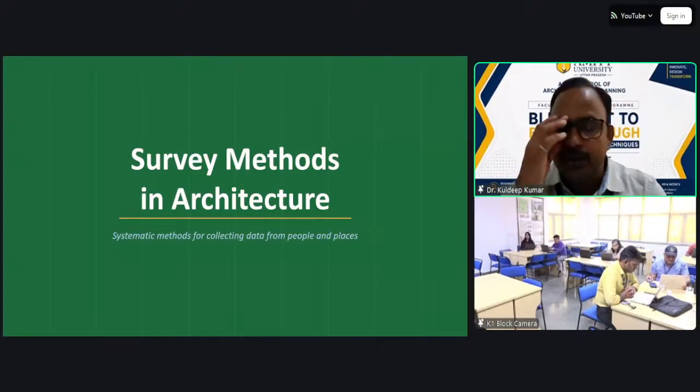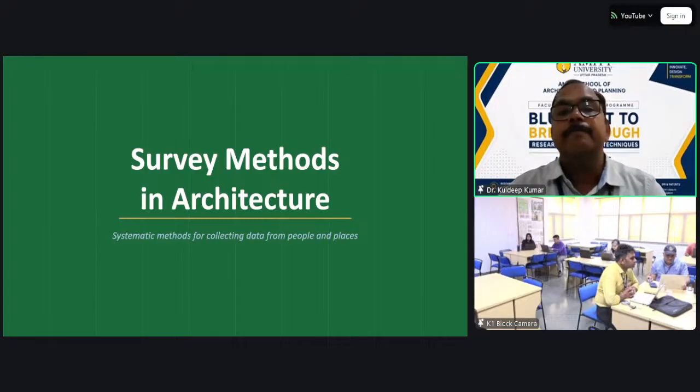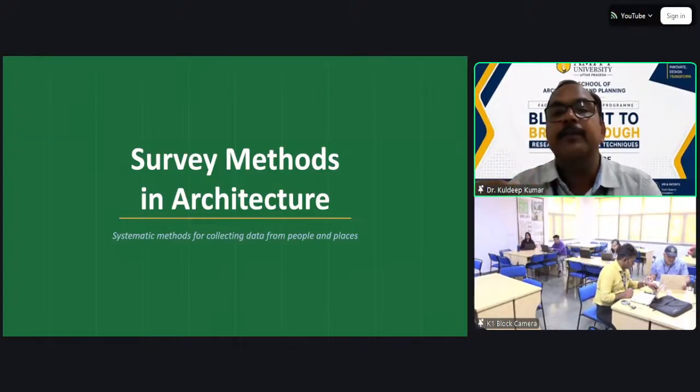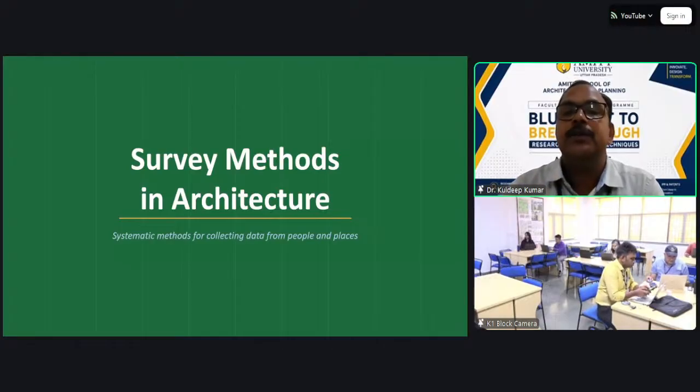This is the last part of today's session, which is survey methods in architecture. As of now, we have established what kind of data we are working with and how to create measurement instruments. Now the question is, how do we actually go out and collect the data? Survey methods are basically systematic approaches where we can gather information from people on sites, or from documents.